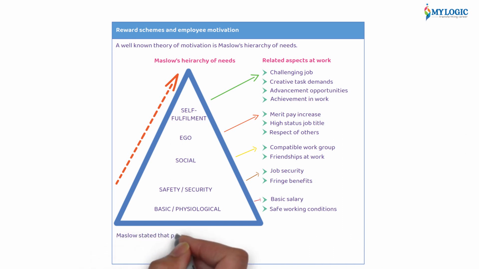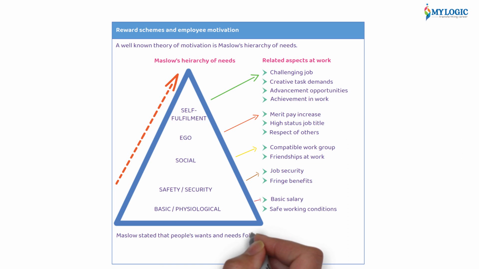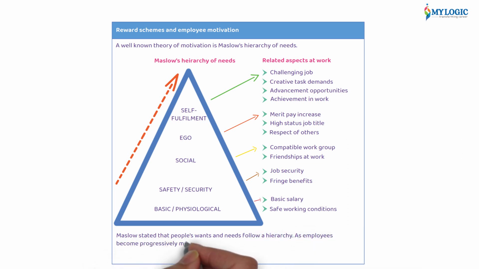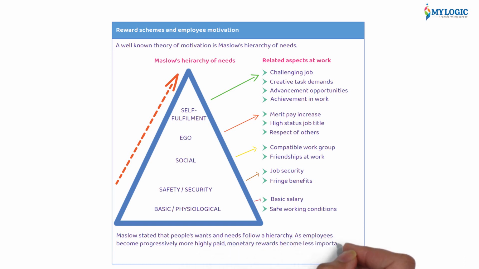Maslow stated that people's wants and needs follow a hierarchy. As employees become progressively more highly paid, monetary rewards become less important as other needs, such as recognition and an ability to achieve one's potential, become more important.